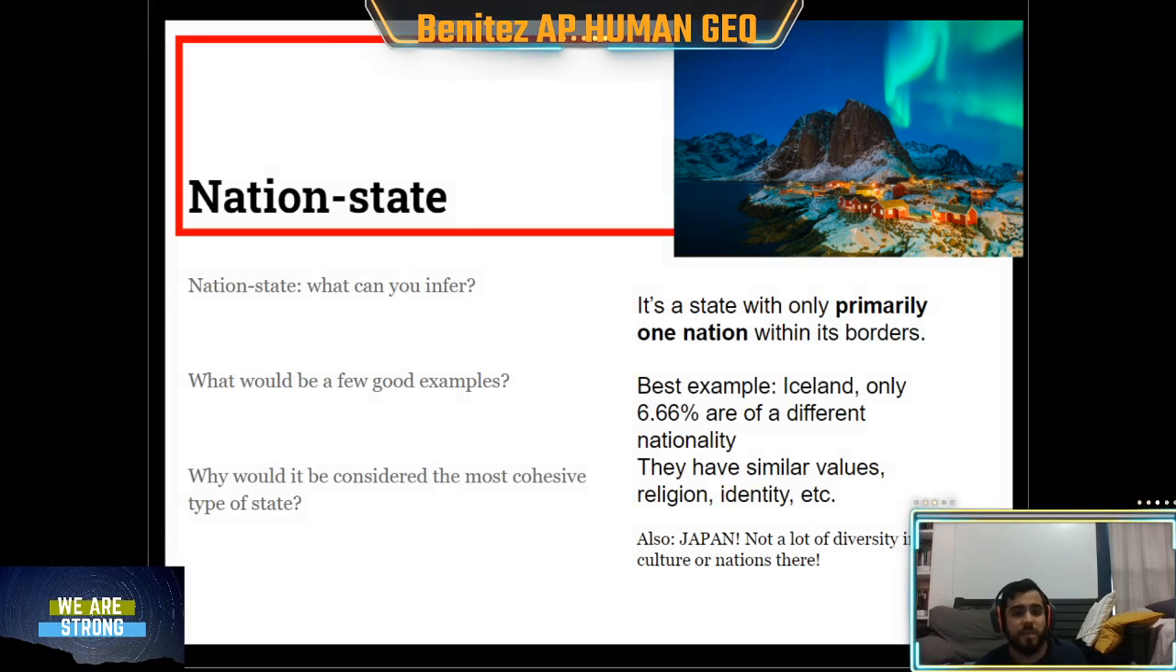And now finally, we have something called a nation state. So what can you infer from a nation state? You know what a nation is. A nation state is one state or one government that has primarily only one nation within its border. And when I say nation, I mean a group of people. A good example would be Iceland or Japan. They have their own separate government and they only have one group of people. If you go to Japan, all you will see is many, many Japanese people.